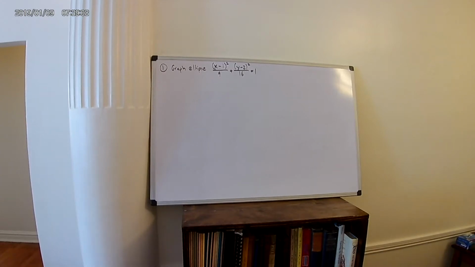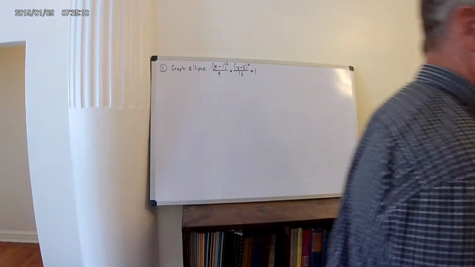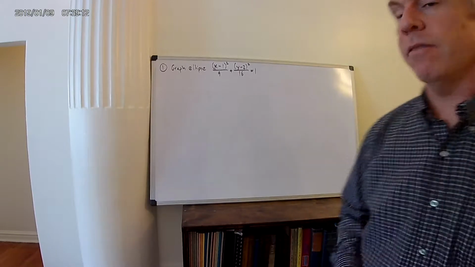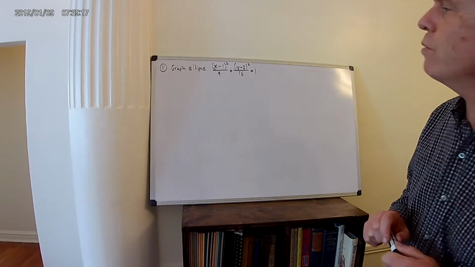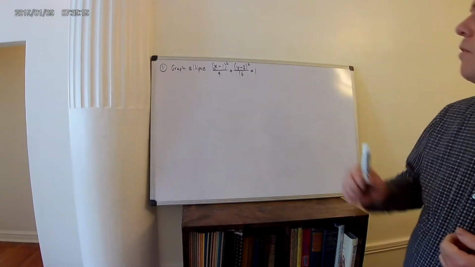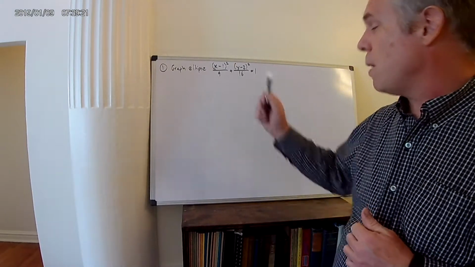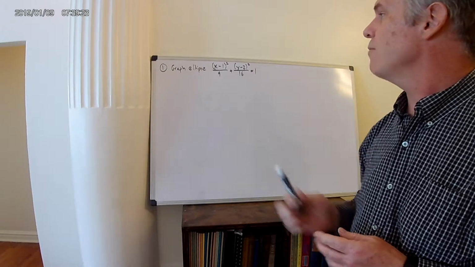Okay, this is part 2 of the video lecture for Math 140 for Tuesday, May 5th. And we're talking about ellipses today. What I want to do in this part is consider 3 examples involving ellipses. The first example is to graph this ellipse.